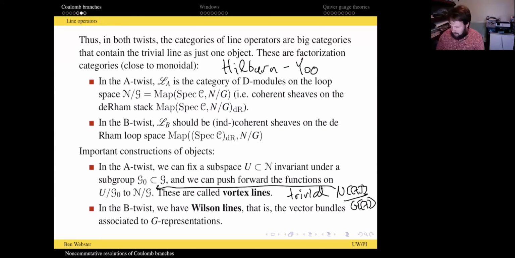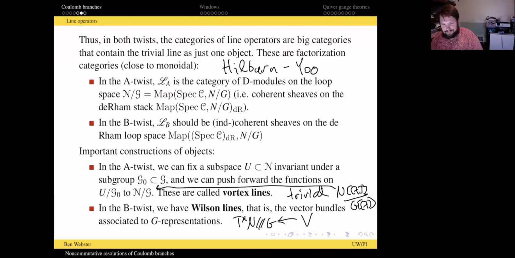And in the B-twist, we have another set of line operators, the famous ones, which are the Wilson lines. There's a line operator corresponding to every representation of G. The way you should think about this: when I have this hyper-Hamiltonian quotient, for any representation of G, I can define a vector bundle over that guy by the associated bundle construction. And that's a manifestation of the Wilson lines.